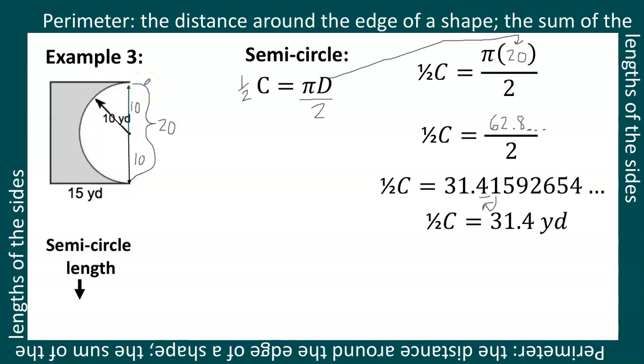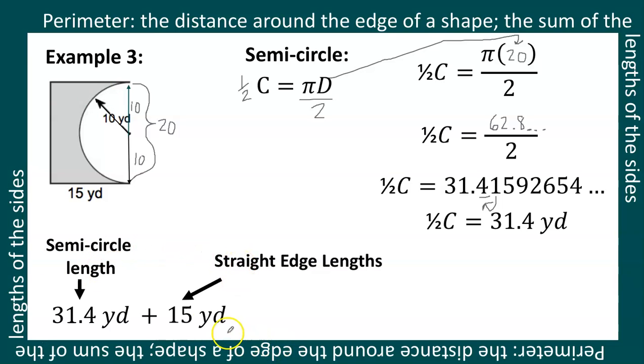So I'll take that curved length, this semicircle length, 31.4 yards, and I'll add to it the straight edge length. So I'm going to start with the 15 yards down here. That's already labeled for us. Then I'm going to add to it the other 15 yard length. This will also be 15 yards. That's what I was adding next, because this length is across from this length.